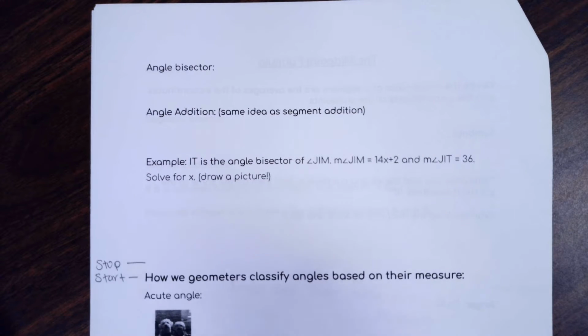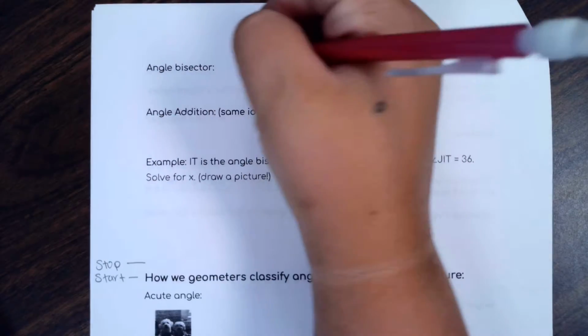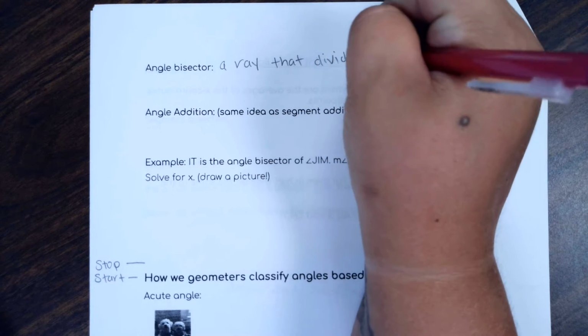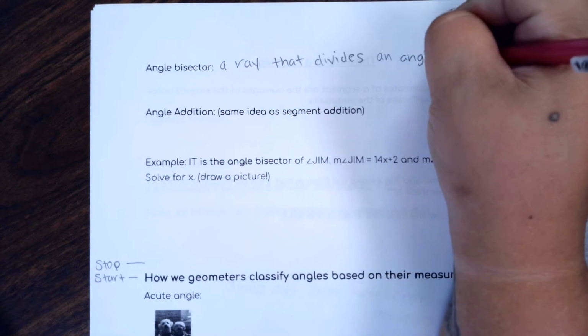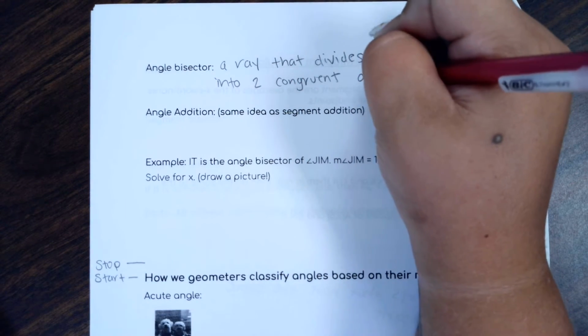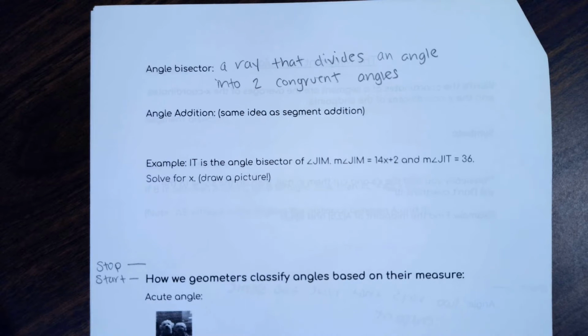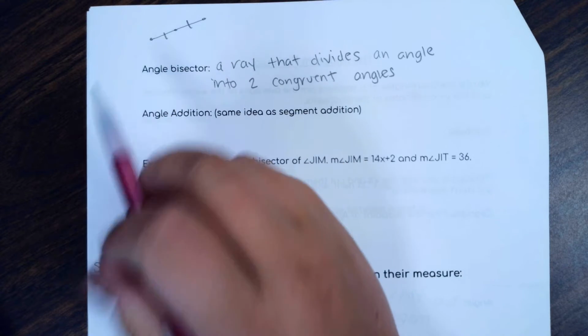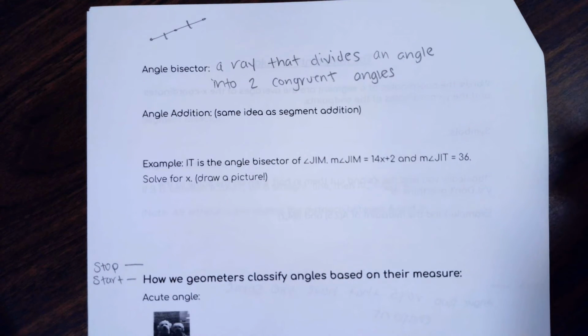So if you remember when we talked about segment bisector, that split the segment in half. So an angle bisector is a ray that divides the angle into two congruent angles. It splits it in half. A ray that divides an angle into two congruent angles. And remember when we talked about congruent segments, we used the little tick marks like that to say these two segments are congruent. We have a similar symbol for angles.